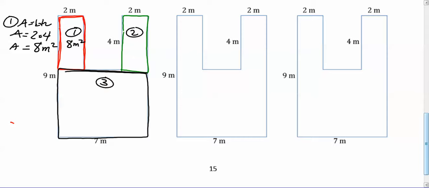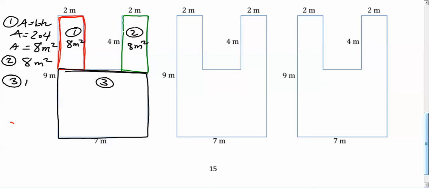Now number 2 is going to be the same thing, right? Because we also have another 2 by 4 rectangle. 2 times 4 is 8 meters squared. Does everyone see that it's just the same dimension? So we just can write that down. Now this one is where it kind of gets a little bit tricky. It's not even difficult, but just a little bit tricky.